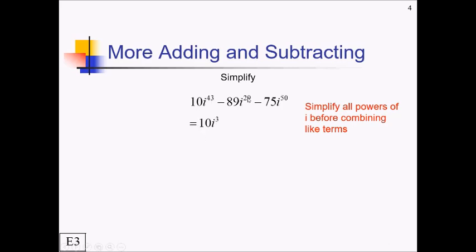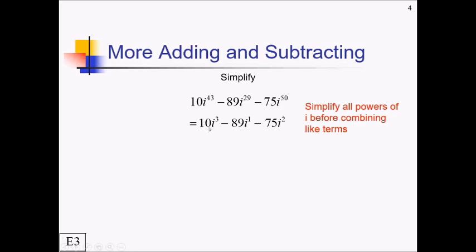For 29, dividing by 4 would give us a remainder there of 1. So this would be minus 89i to the 1. And then here, 50, well, 50 divided by 4 gives us a remainder of 2, since 4 goes evenly into 48. So this is negative 75i squared. Now that we've got these simplified to at least the power, the place we are in the cycle, let's go through and simplify a little further.